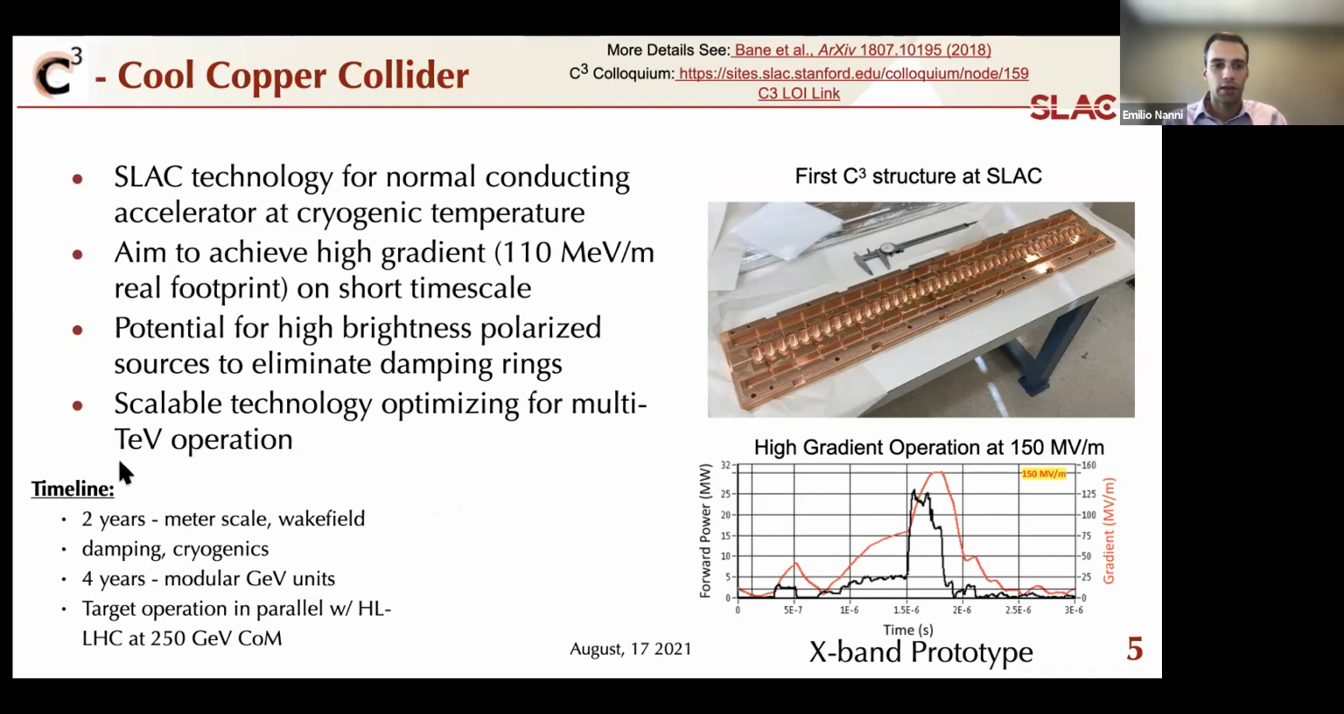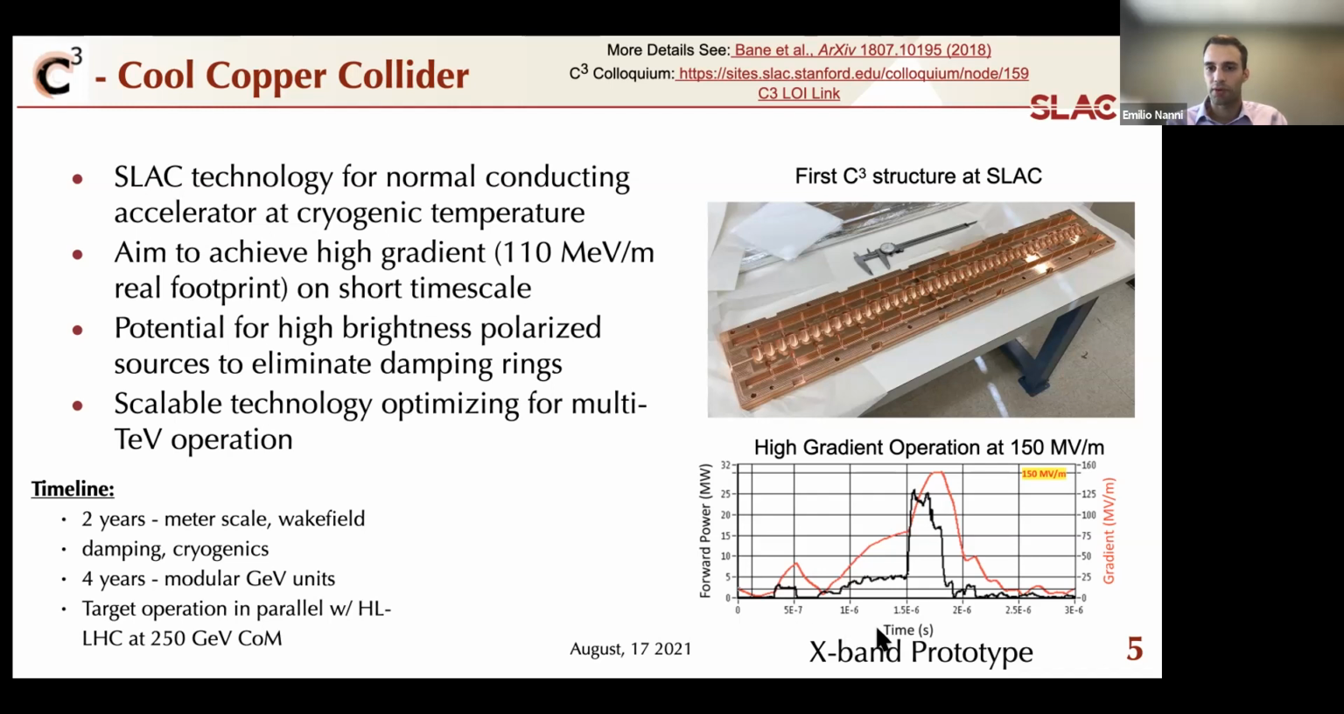In the very near-term timeline, what we're looking to do in the next couple of years is perfect the meter-long accelerating structure. There's a prototype here shown on the top right. Incorporate wakefield damping and develop a structure that's compatible with cryogenic operation. And then roughly 4 years after that, we're hoping to be testing some modular GeV cryo modules, and then we'll talk about that a little bit in more detail. And eventually to operate in parallel with High-Lumi LHC, or towards the end of the High-Lumi LHC run, with 250 GeV center of mass.